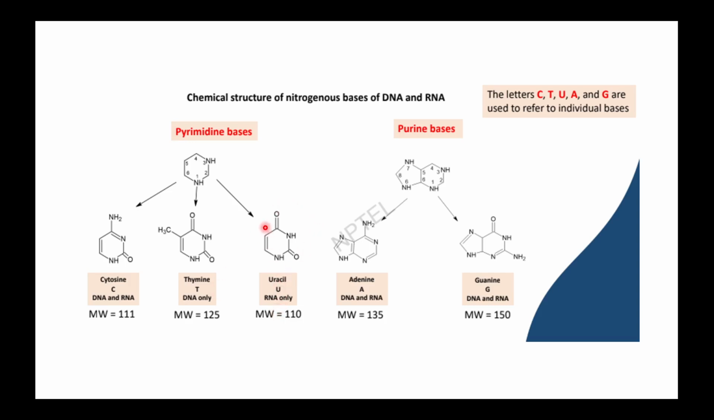In uracil, the methyl group is removed. So if you demethylate the thymine, you will get uracil. In adenine and guanine, the purine base remains the same. In adenine, you have an NH2 group attached, and in guanine, instead of NH2, a double bond O is attached in this place, and NH2 is attached in another location on this carbon. Okay.